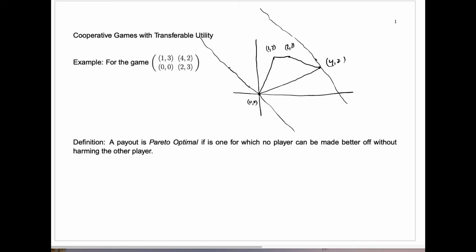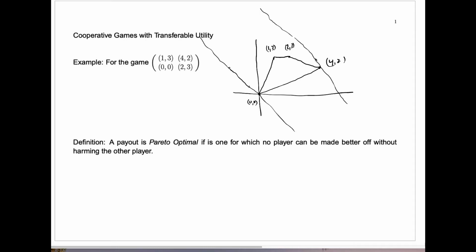Today we're going to look at cooperative games with transferable utility. We're going to talk today mostly about one example, but this will apply in general in the exact same way that it applies to our example here.